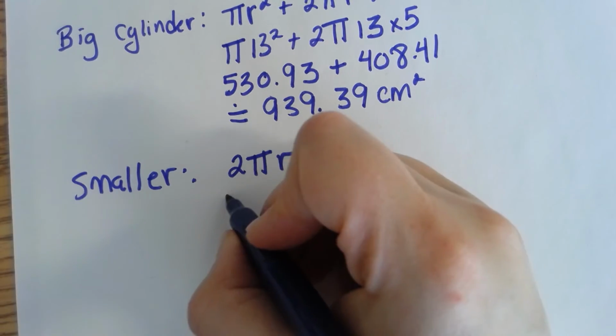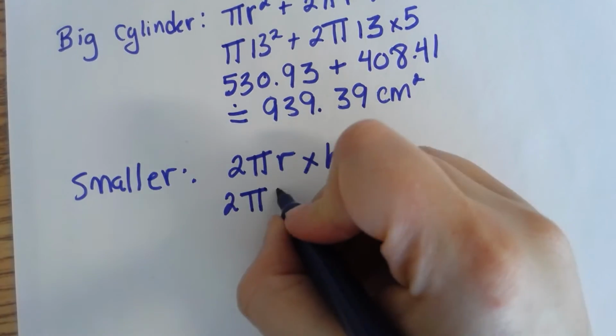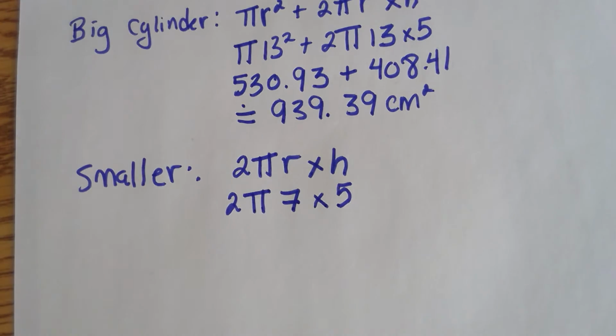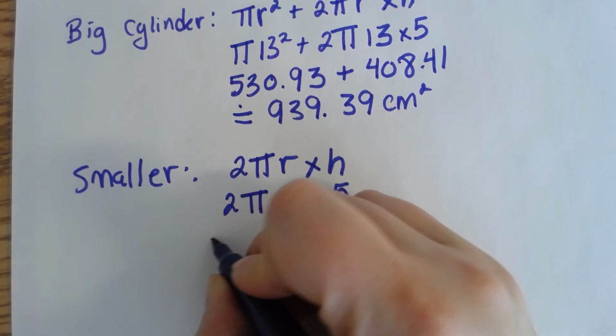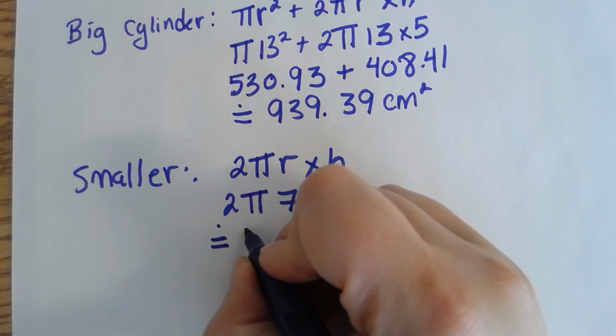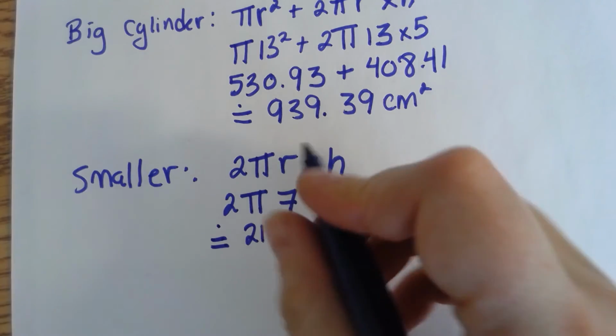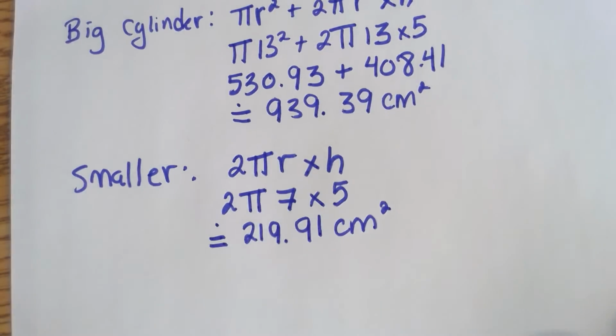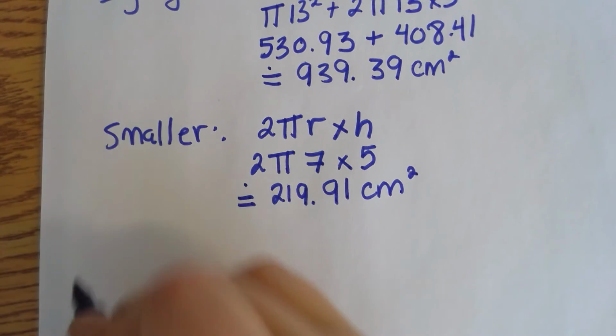So if my diameter is 14, that means my radius is 7. Like the last cake, my height is 5. So we are going to do 2 times pi times 7 times 5. And that is going to give us approximately 219.91 centimeters squared. Again, approximately, doing some rounding.